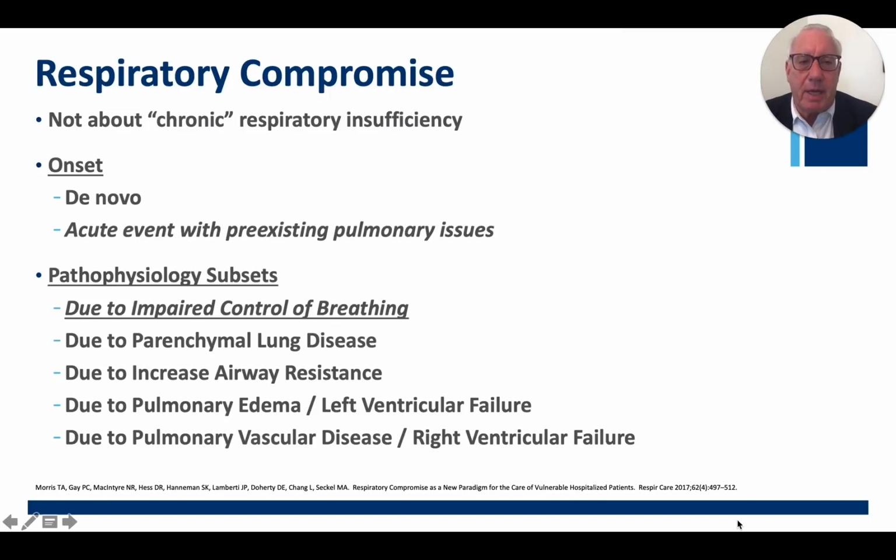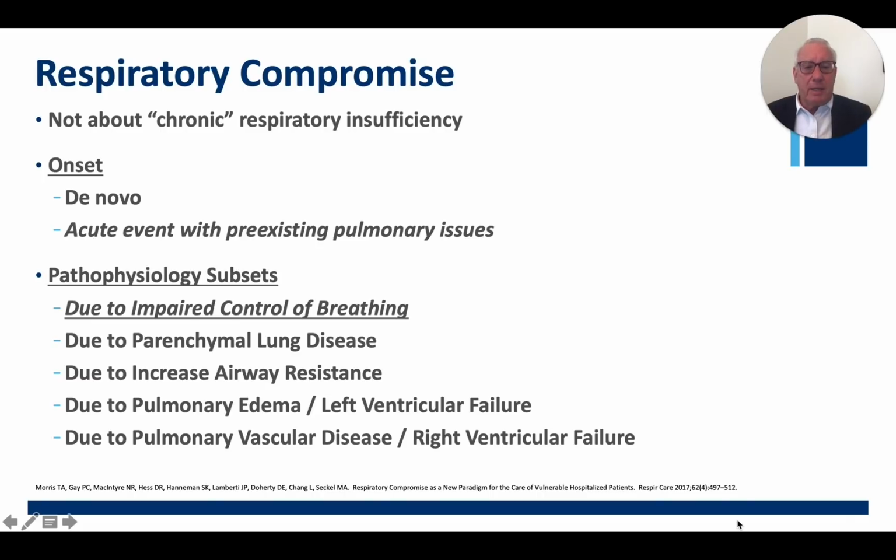Respiratory compromise, we're not talking about a chronic state of COPD, chronic bronchitis, or the likes. We're looking at an onset that's either de novo in a healthy individual or an acute event in somebody with underlying pulmonary pathology. The pathophysiologic subsets for respiratory compromise are many. And the one we're going to focus on today, because of the influence of sedation, procedural sedation, and opioids, is that due to impaired control of breathing.